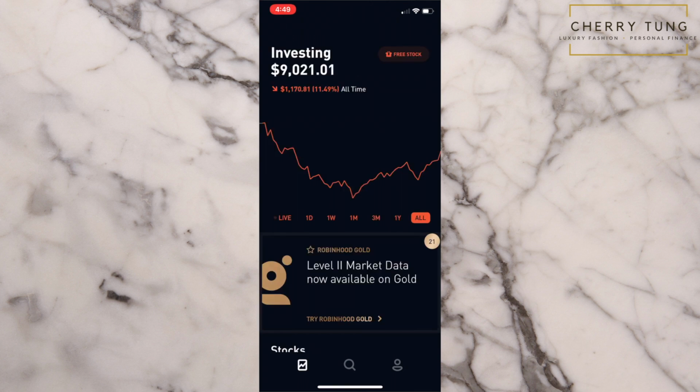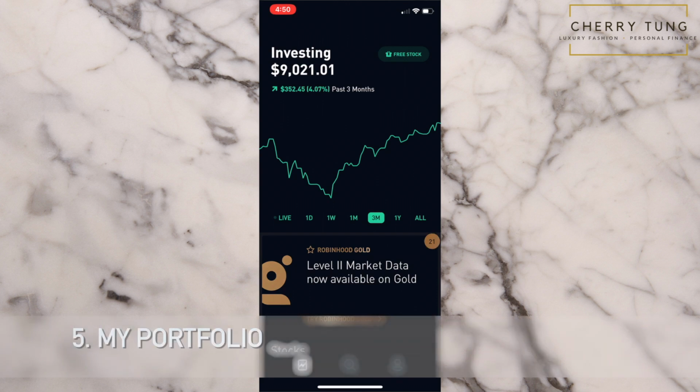And as you can see, after I implemented these two investment strategies around 3 months ago, my gains have skyrocketed. I went from losing this much money to gaining this much money. So this is also proof that these two investment strategies work.